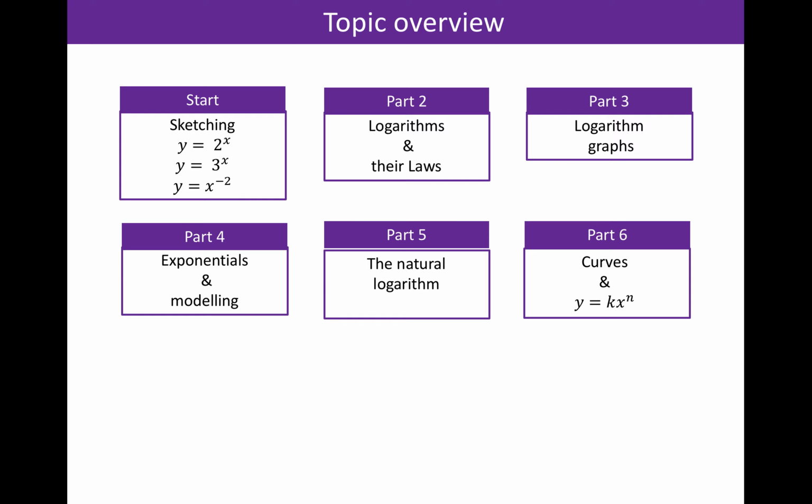So as I said, there are 6 things we're going to look at. The first of these are sketching, including transformation of graphs, looking at where the power might be a negative as well and what happens there. And then we're going to look at logarithms, the graphs, exponentials, the natural logarithm, and curves, including the relationship written y equals kx to the n.